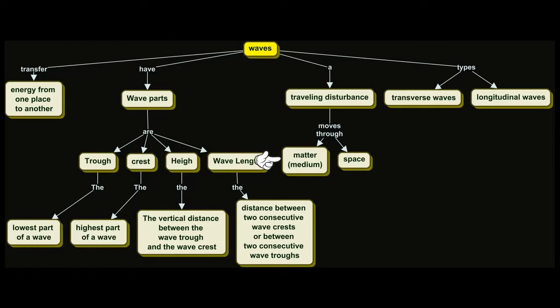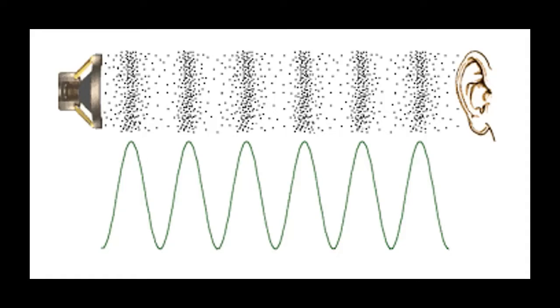Waves, also known as traveling disturbances, can move through matter or a medium, or another type of wave can also travel in space and it doesn't require a medium. Literally, the compression wave will only travel in a medium or matter, while transverse waves can travel in space. Here are two types of waves.